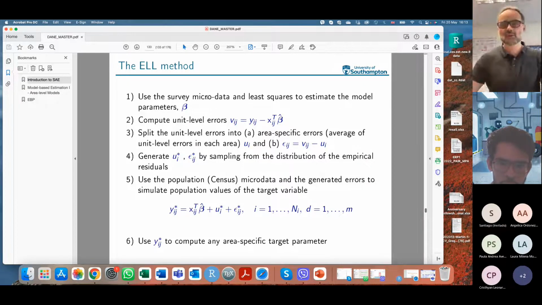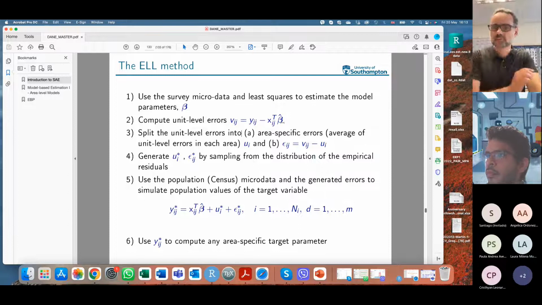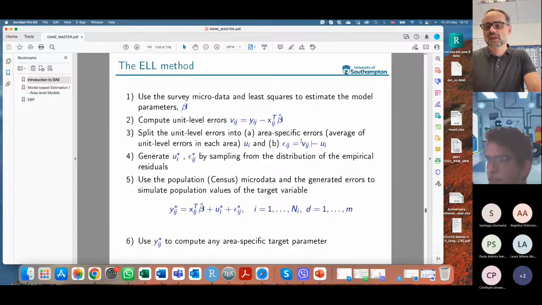And then what you do is you compute unit level errors, which we denote here by Vij, to be the difference Yij minus Xij beta hat, so that these are basically residuals. And then you split the unit level errors into an area specific error, which is nothing more than the average of the unit level errors in each area, and is denoted by Ui, and another part which is denoted by Eij, which is basically Vij minus Ui. So you take the unit level errors and you subtract the area level errors, and that will give you the Eij.